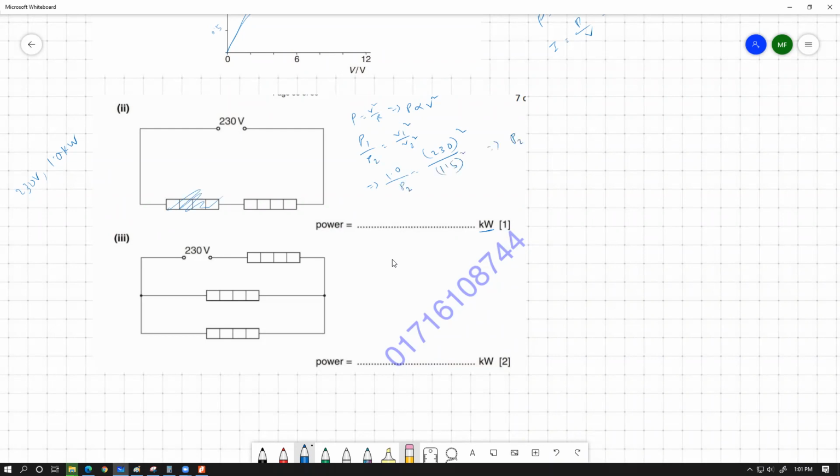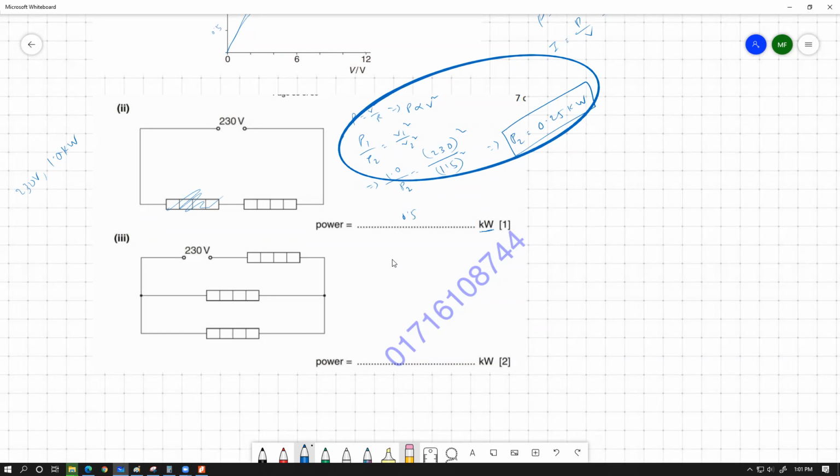The new power we're gonna get will be 0.25 kilowatt. That's the power we get out of this. One heating element gives you 0.25, and two of them together give double that, which is 0.5 kilowatt. That's it. Showing this calculation is not mandatory; I'm showing it for your better understanding.